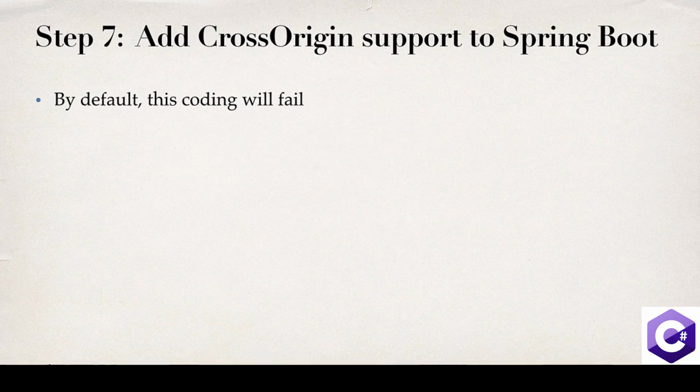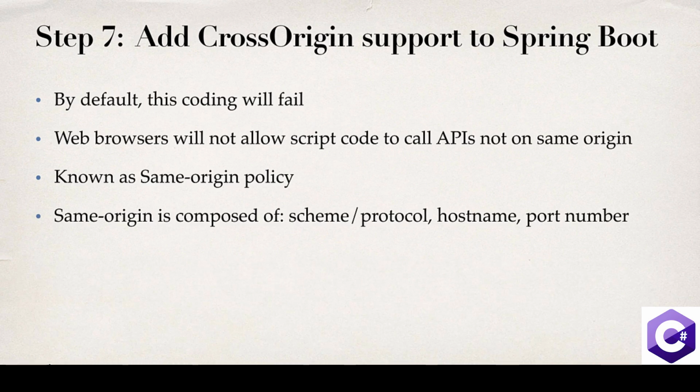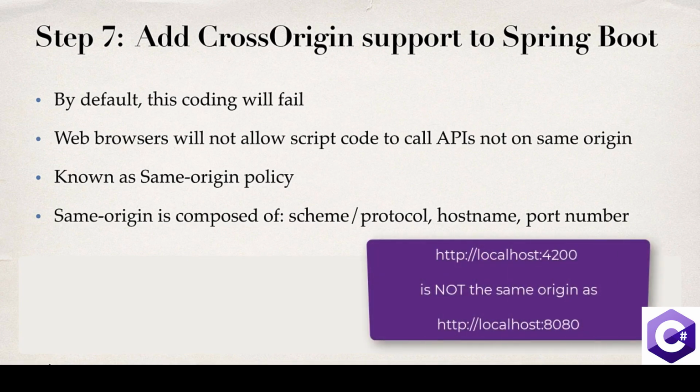So in step 7, we need to add cross-origin support to Spring Boot. Web browsers will not allow script code to call APIs that are not on the same origin. This is known as the same origin policy. So basically the browser will have a security issue with any calls that you attempt to make that are not on the same origin. So you may wonder, well, what is the same origin here? Same origin is composed of the scheme or protocol, host name, and port number. So even if you're on the same machine and you have two apps running on different ports, those are not considered the same origin. So you have to make some additional configurations here to allow this communication to go back and forth.